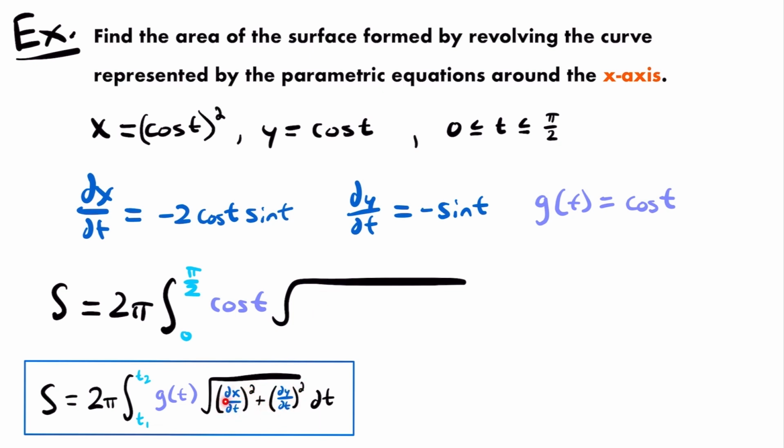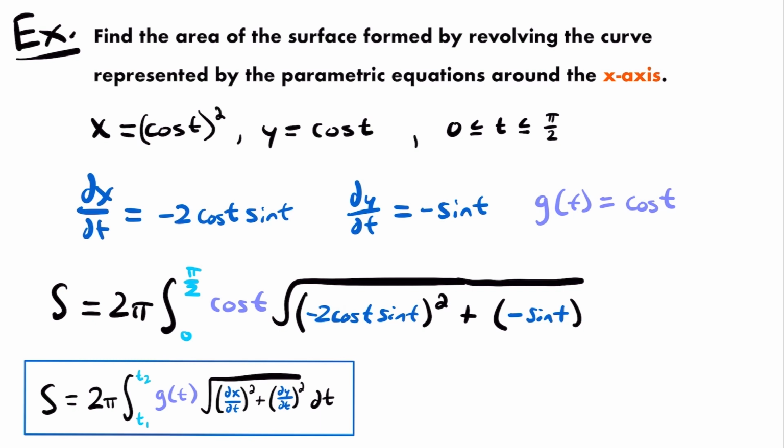And so dx dt is negative 2 cosine t sine t. So that will look like this. We will have negative 2 times cosine t times sine t, and that will be squared. And then we'll add that to dy dt squared, which will be negative sine t squared. All right, and then don't forget dt. Okay, and so now we have set up our integral that represents the area of our surface of revolution. Now all we have to do is simplify the integral and then solve it.